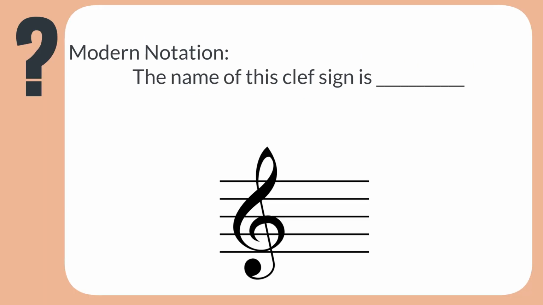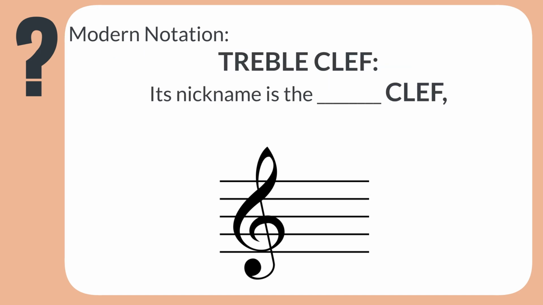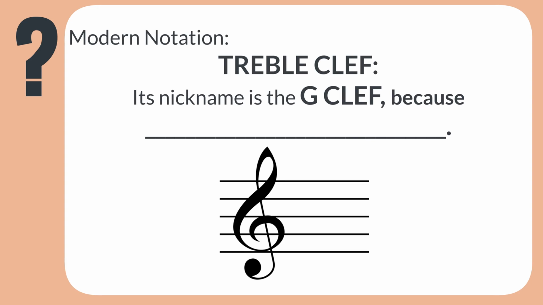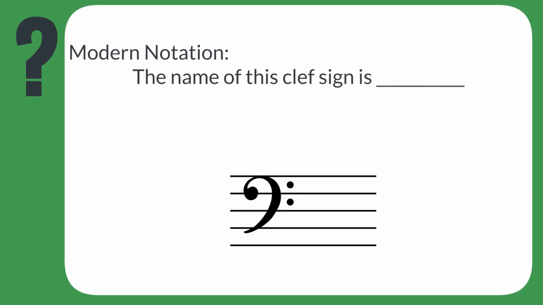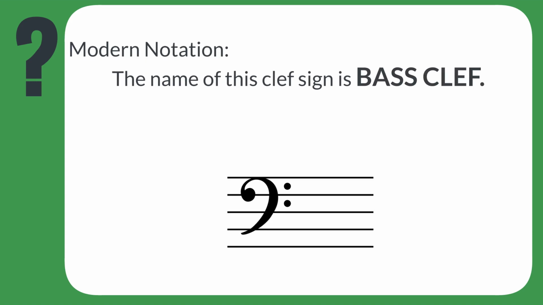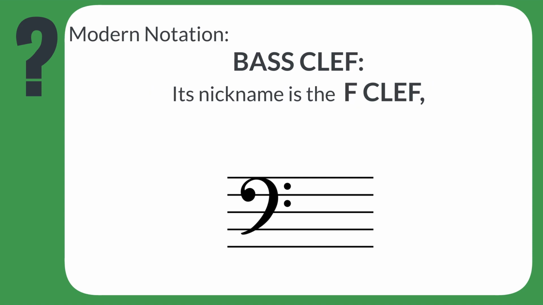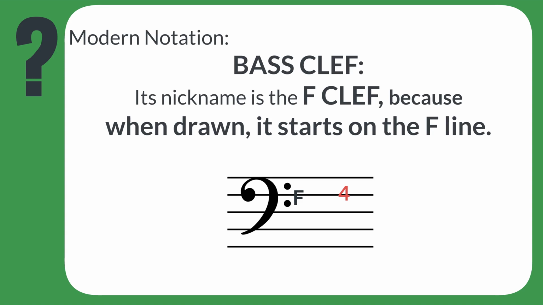The name of this clef sign is treble clef. Its nickname is the blank clef. G clef. Its nickname is the G clef because when drawn, it wraps around the G line. The name of this clef sign is bass clef. Its nickname is the blank clef. F clef. Its nickname is the F clef because when drawn, it starts on the F line.